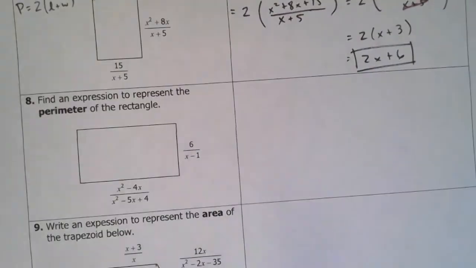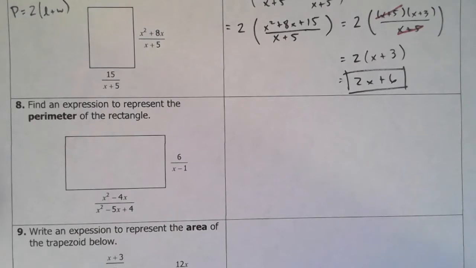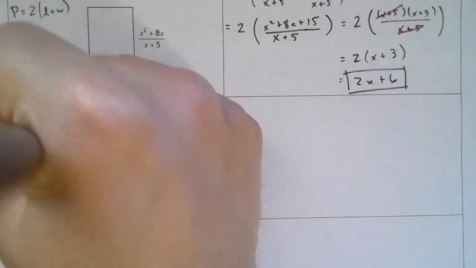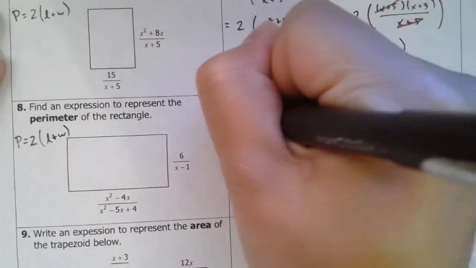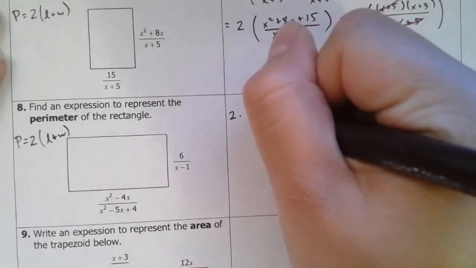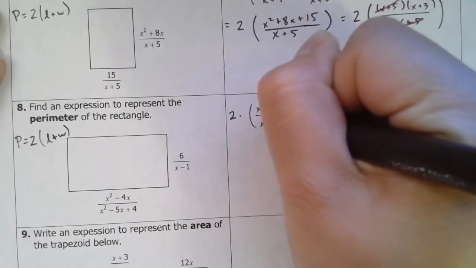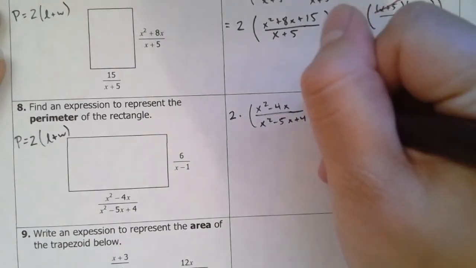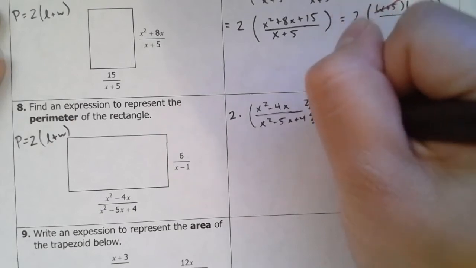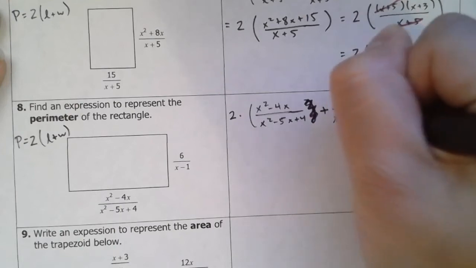Number 8, we're almost there, guys. It says find an expression to represent the perimeter of this rectangle. So same idea. You can save space by just doubling whatever the length plus width is that's given here. So you have 2 times x squared minus 4x over x squared minus 5x plus 4. Oh geez, I closed this parentheses. Plus, ignore this parentheses, plus 6 over x minus 1.